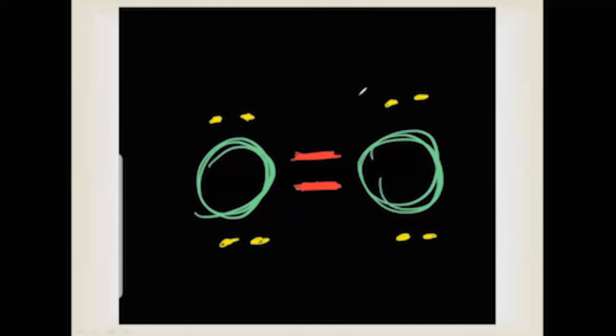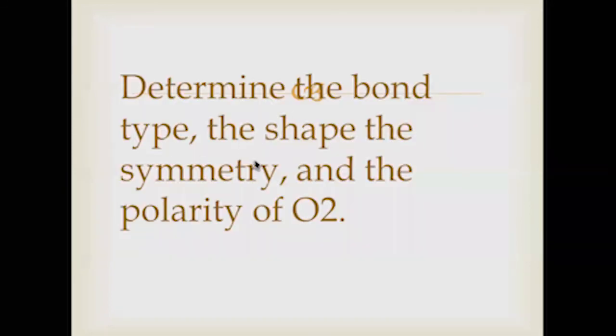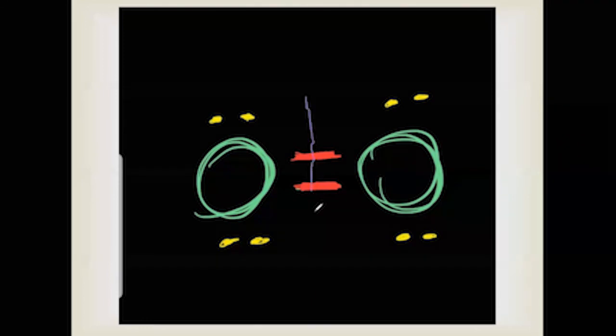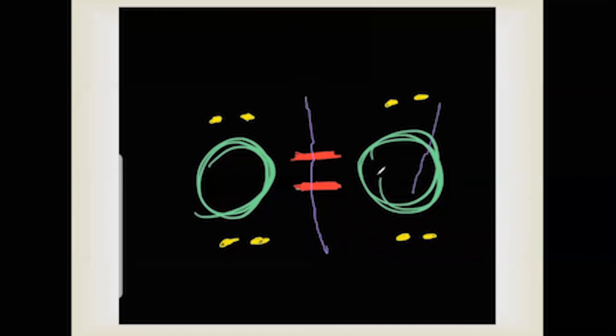Now we will determine if it is symmetrical or not. Actually, it's symmetrical because each atom cancels the other. For example, if we draw a line like this, this atom will cancel out this atom. So that means it's symmetrical and it is non-polar.